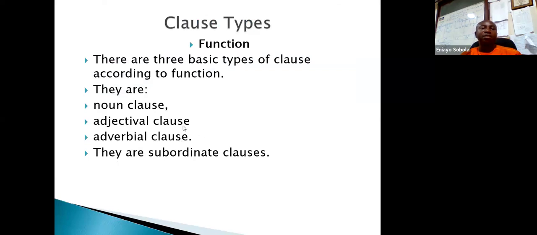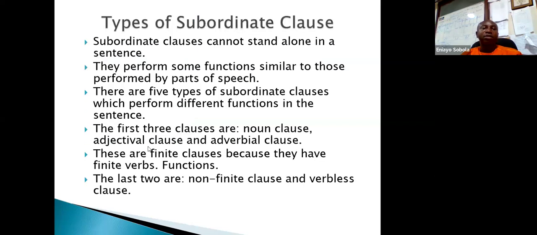And you need to understand the function. We have the clause according to function. We have a noun clause or nominal clause, adjectival clause, and adverbial clause. All these are subordinate clauses. So let's check each of them.